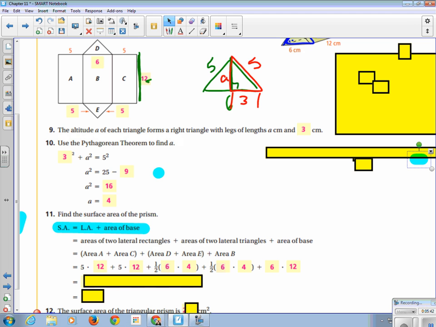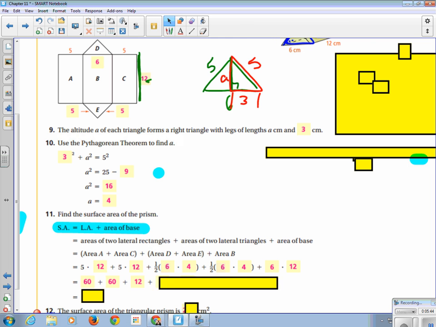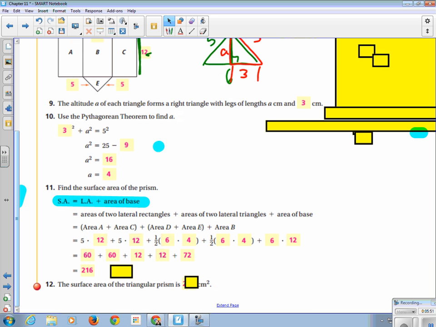All right, so we crunch those numbers into our calculator, and we get 60 plus 60 plus 12 plus 12 plus 12. At the end of the day, that is equal to 216. So the surface area of the triangular prism is 216 centimeters.